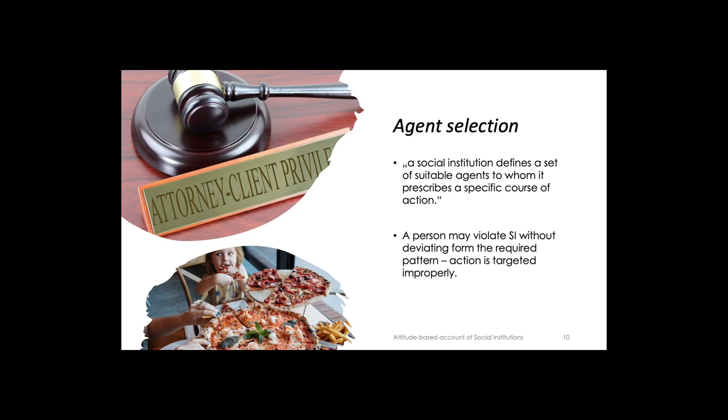If social institutions specify individuals to whom it addresses its normative requirements, then there are correct and incorrect ways of institutional behavior. As a result of that, a person may violate social institutions without deviating from the required behavioral pattern, simply because his action is targeted improperly.